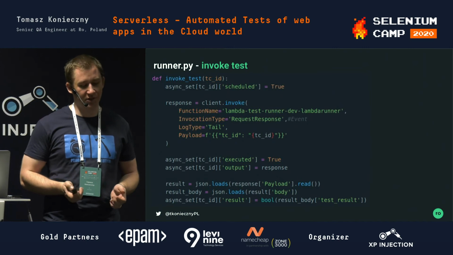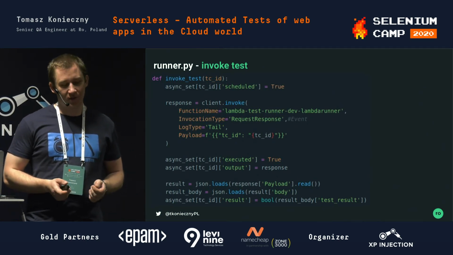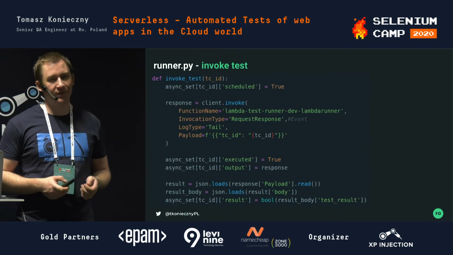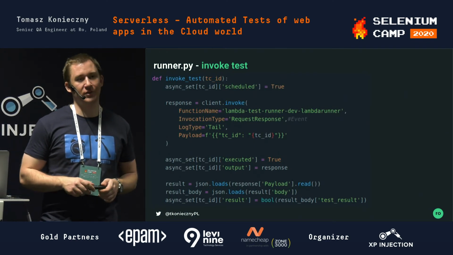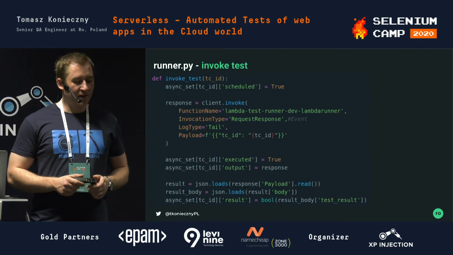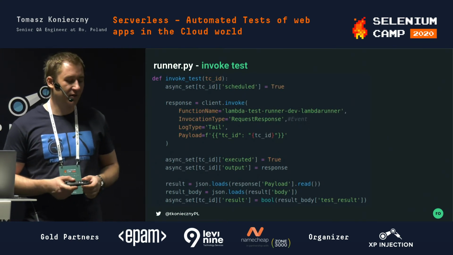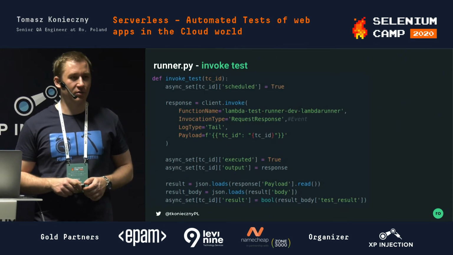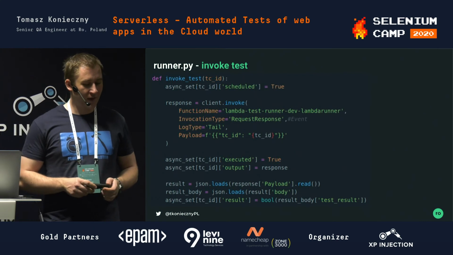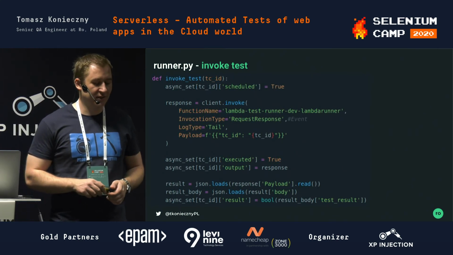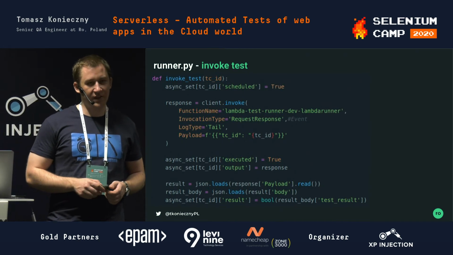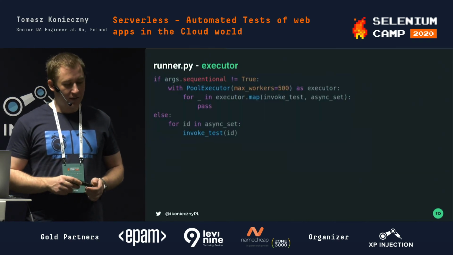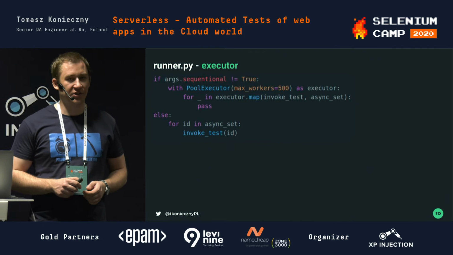So Lambda test runner function, invocation type request response. That's a really simple one because we can just make the request, wait for the response, and we will get it here. We don't have to track it in any way. A payload, that's how we can pass arguments to the Lambda function. So in this case, we will pass this test case ID parameter, so the function will know what test should be executed there. Then after the execution, we will mark this test as executed, and also we'll save the output from the execution. We'll parse everything, save the results, and that's how the specific function is triggered.